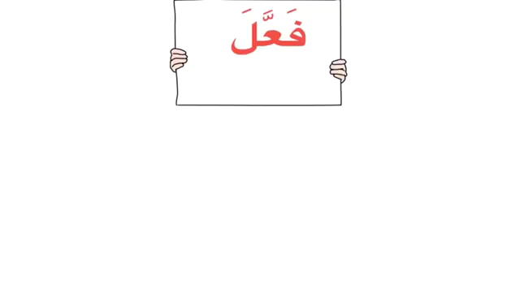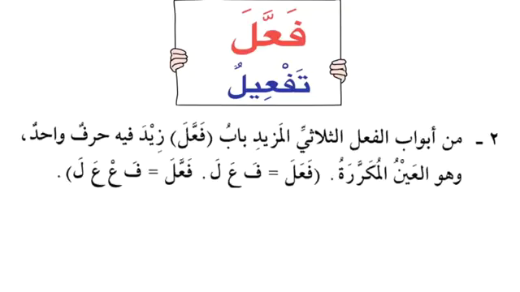So this bab, which is bab fa'ala, can also be remembered by its masdar, which is bab taf'il. We need to remember this. Bab taf'ilun is the masdar for the fa'al, which is the pattern fa'ala. So let's move forward. Min abwabil fa'al al-thulathi al-mazid babu fa'ala zida fihi harfun wahidun.